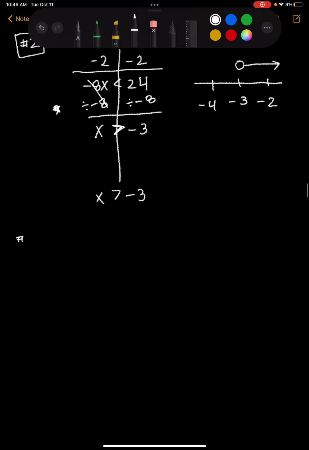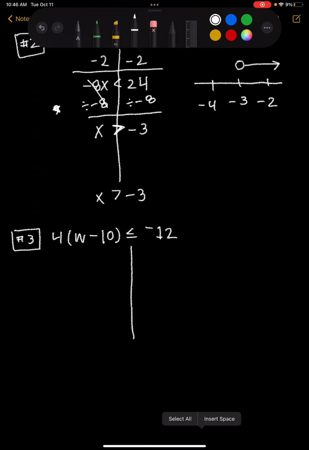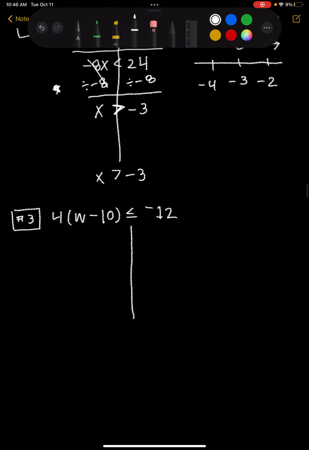Okay, number 3. So we've got 4 times w minus 10 is less than or equal to negative 12. In this case, we want to get rid of the 4 and the 10. You can distribute the 4 to get it set up in a prettier way without the parentheses. But because the 4 is multiplying the W and the 10, to get rid of the 4, we would divide by 4 on each side. We would divide by 4 first because the 4 is multiplying both the W and the 10. When it's multiplying both chunks, you want to get rid of it first.